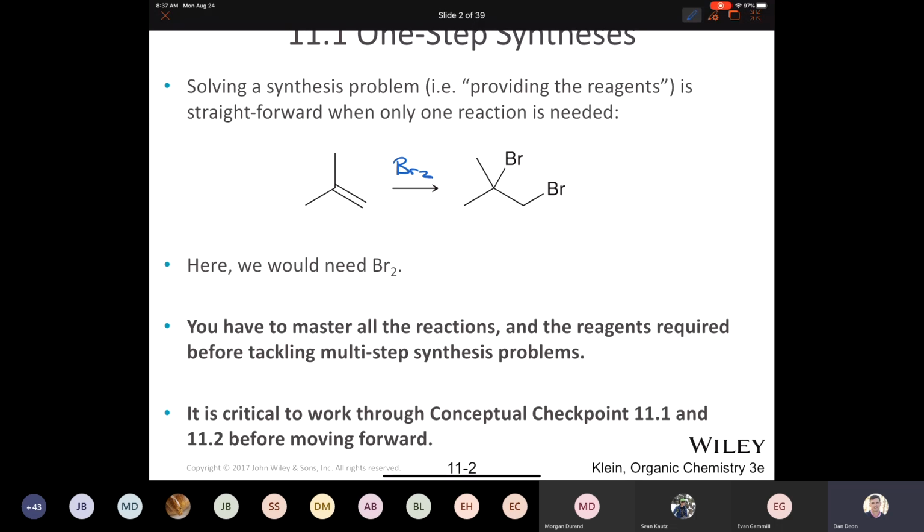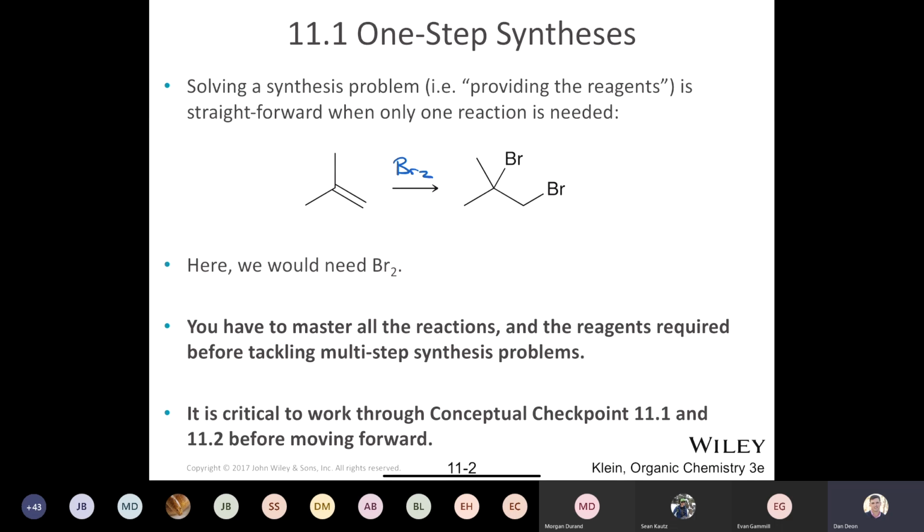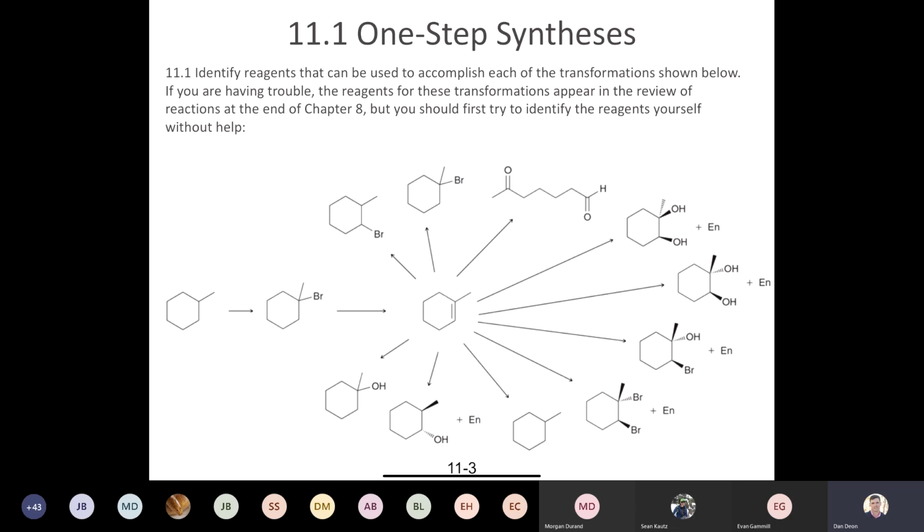You have to master all of the reactions that you would have learned in Organic Chemistry 1 before tackling the multi-step synthesis problems that we're going to look at in this chapter, and before moving forward in Organic Chemistry 2. So you really have to master all of those reactions.